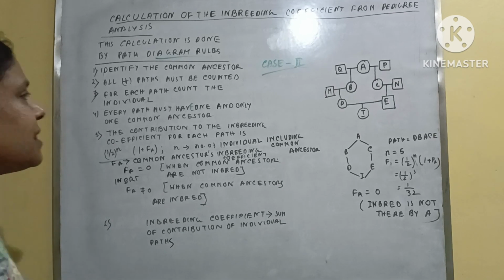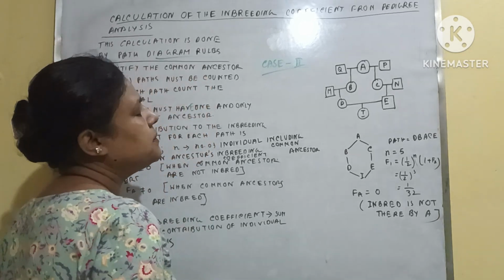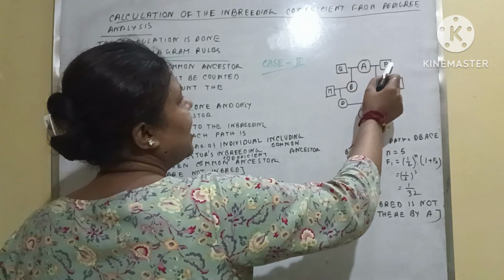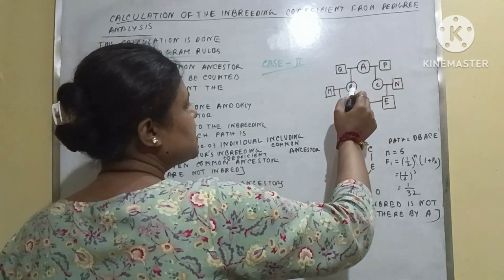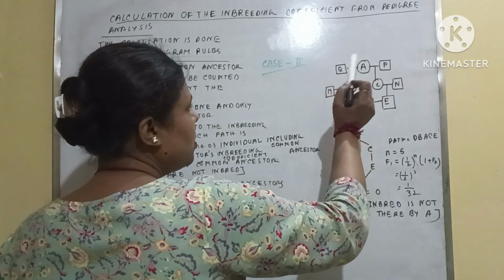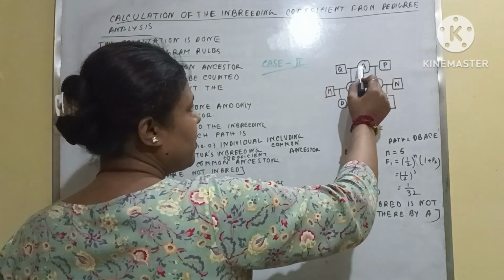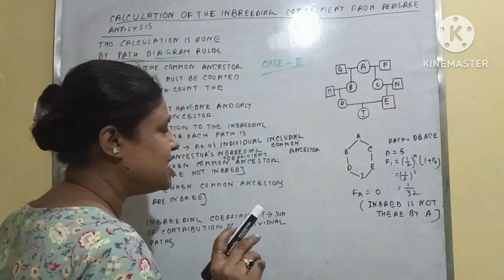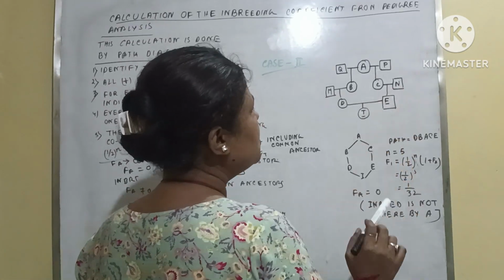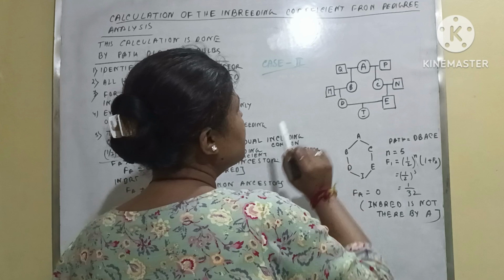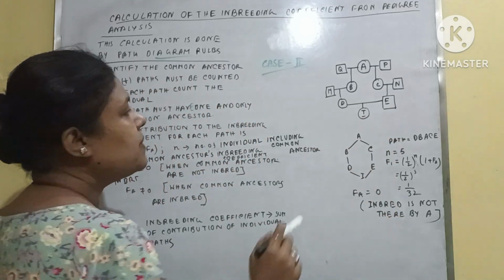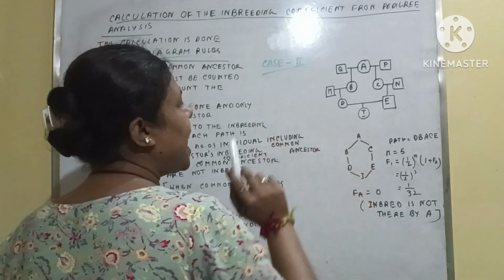Okay, this is another pedigree tree. Here A is connected with Q and P. From A and Q, B is formed, and from A and P, C is formed. From C and N, E is formed, and from B and M, D is formed. From D and E, the common recent one is the I.